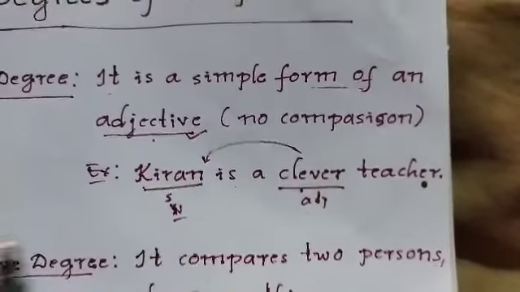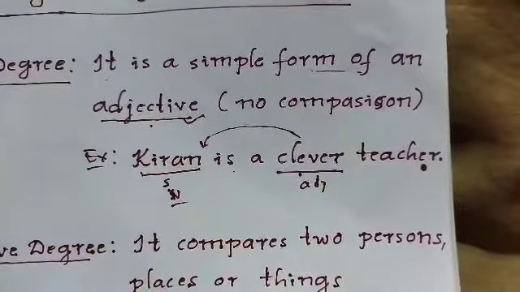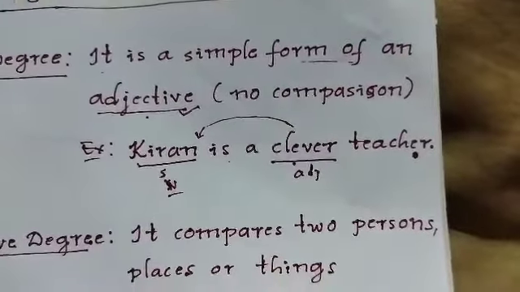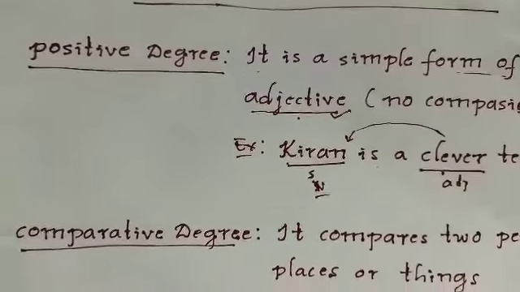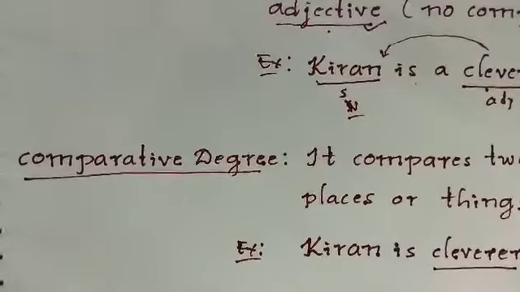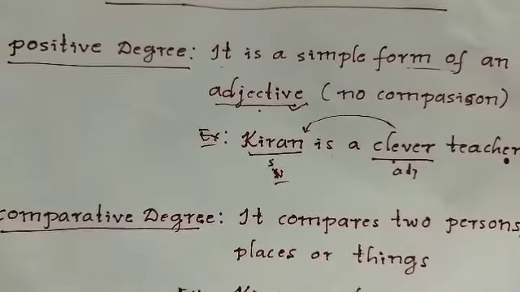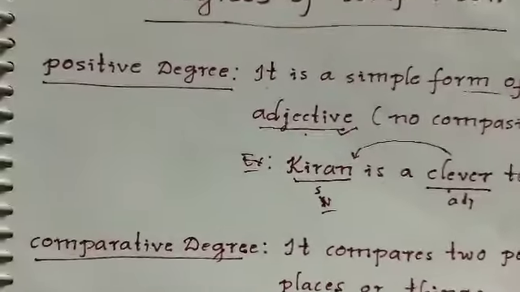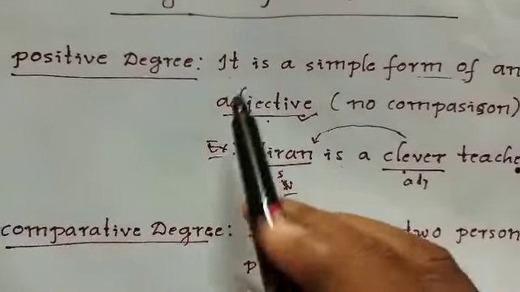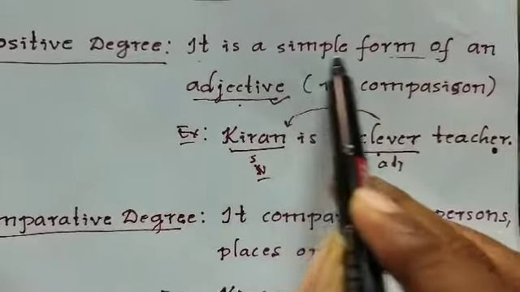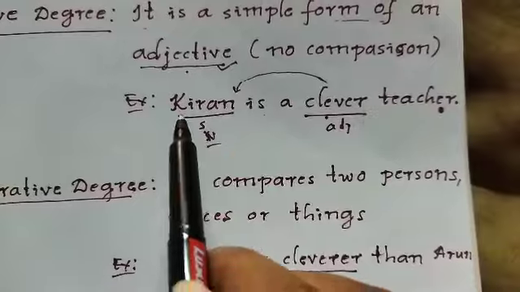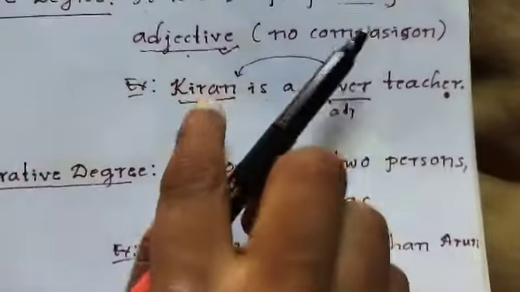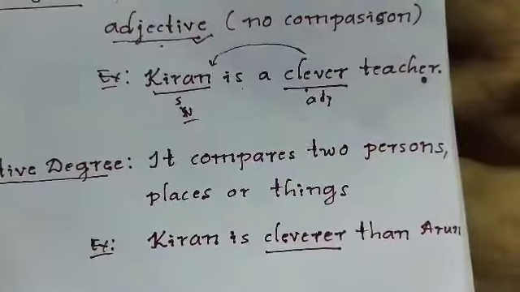So, degrees of comparison compare persons, places, and things with adjectives. That comparison is in three forms: positive degree, comparative degree, and superlative degree. When we want to say about one person, one place, one thing, we use positive degree. That's why it is a simple form of an adjective. There is no comparison with others; we are talking only about the particular person, thing, or place.